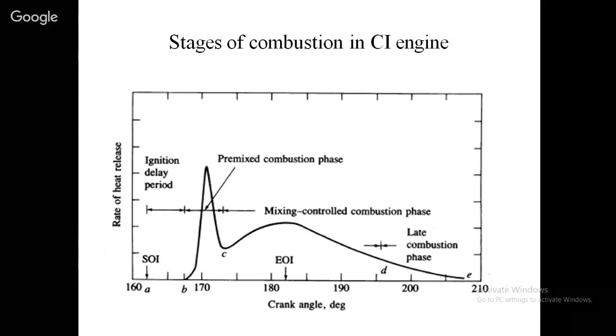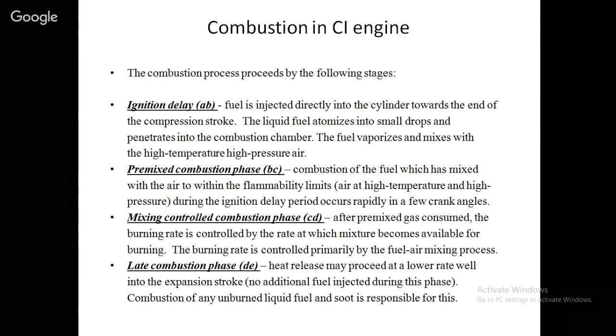So overall, we can say there are four phases: starting with ignition delay, then uncontrolled combustion, then controlled combustion, and whatever amount of fuel is left after these three phases generally burns in the late combustion phase. Some unburned fuel also gets out from the combustion chamber without taking any part, or only partially taking part, in the combustion process, which basically increases the pollution level. These four processes, as I told earlier, are ignition delay, premix combustion phase, mixing controlled combustion, and the late combustion phase, which we have discussed.